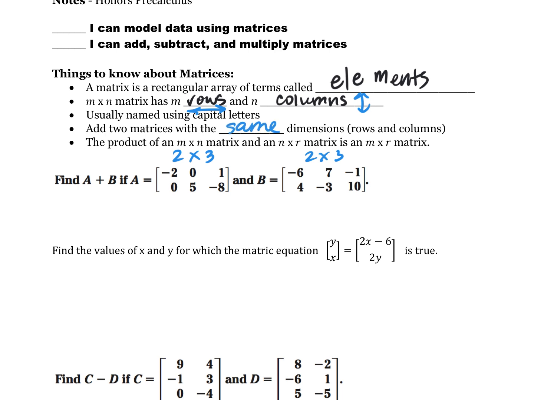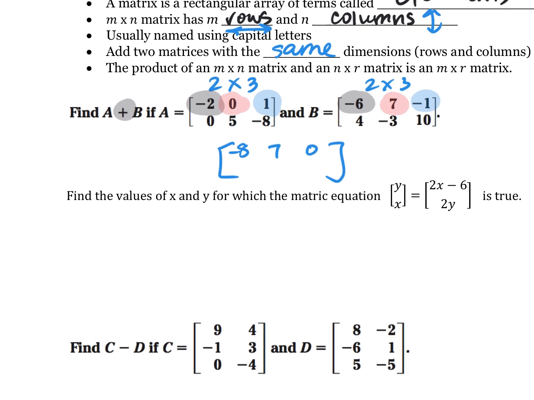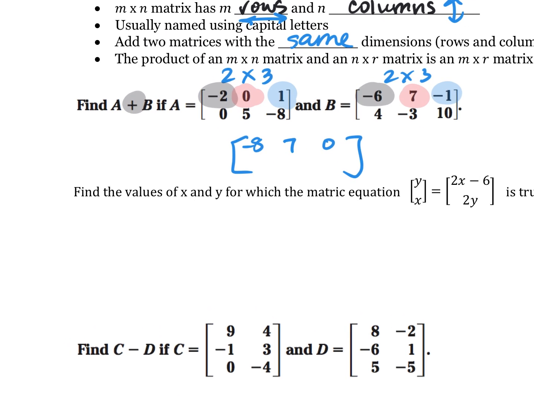Okay, so let's go ahead and add these two. If we add these two up, the answer is going to be the exact same, 2 by 3. And guess what? You're going to just say, well, -2 is in the top left, and we're going to add that with -6. And the reason I'm adding is because they said, what is A plus B? What is -2 plus -6? -8. Then this top middle is going to be 0 plus 7 gets me what? Good. And then we have 1 plus -1. Good. Who could give me that final row who hasn't gotten candy yet? 4, 2, 2. 4, 2, and 2.